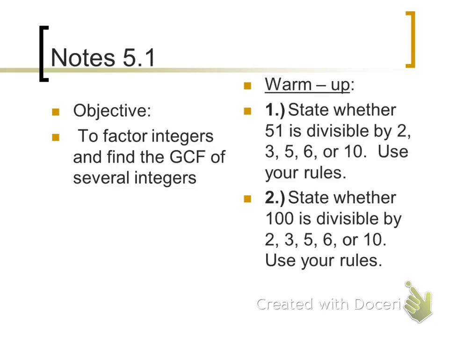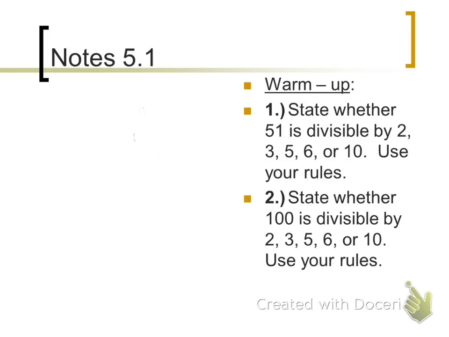So for 5.1, our objective is to factor integers and find the GCF, or greatest common factor, of several integers. For our warm-up, we have to state whether these numbers are divisible by 2, 3, 6, 5, or 10 using our rules. Same thing we did yesterday in the notes and on your homework. First up, we've got the number 51. We're telling if it's divisible by 2, 3, 5, 6, or 10 using our rules.